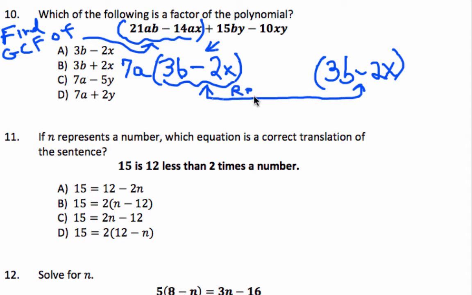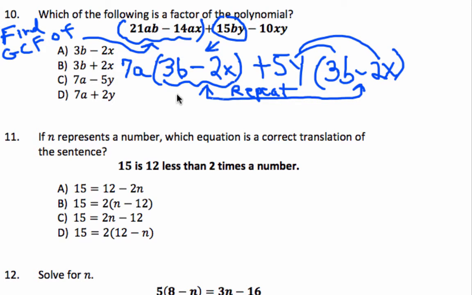And what we want to know is what times 3b will give me 15by. So we see that will be plus 5y. Now you might say that gives me 15yb, but keep in mind that the order in which I multiply does not matter, so you can equally well say 15by. And let's check the last term. 5y times negative 2x is negative 10yx, which is the same as negative 10xy.